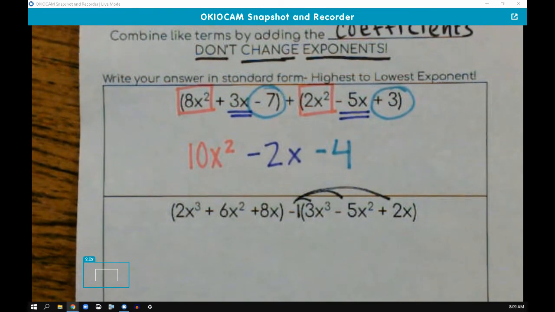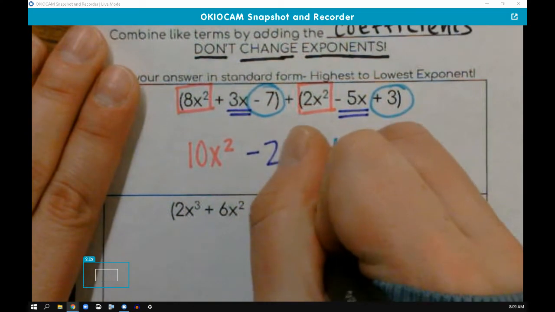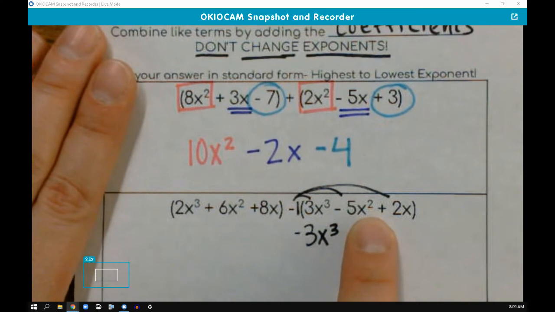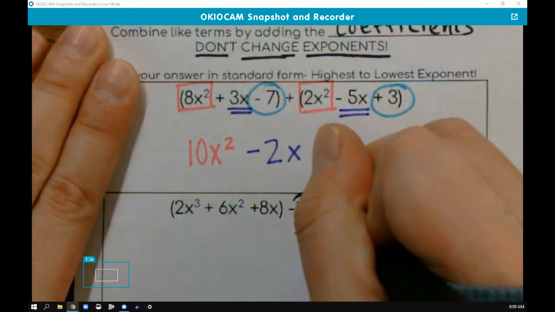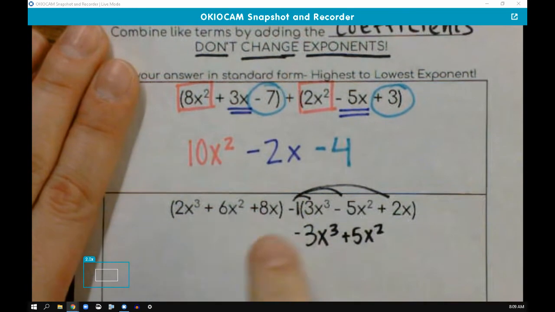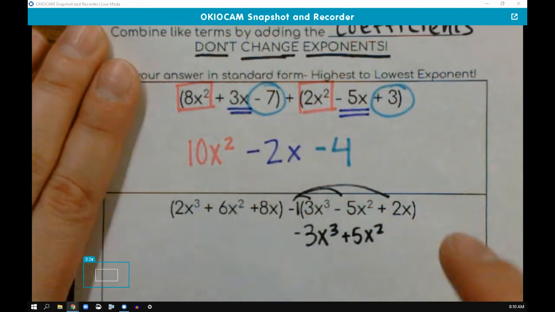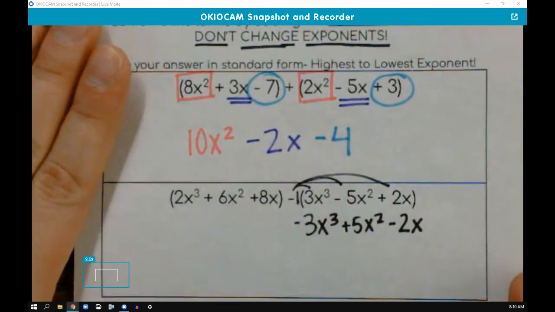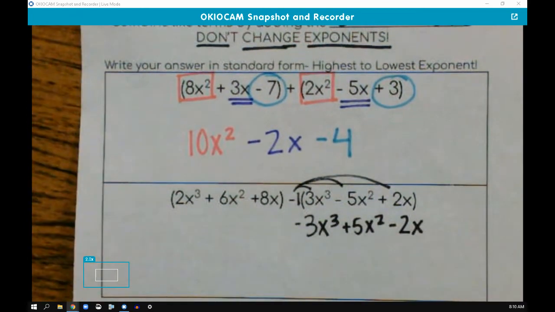Okay. So we're going to do negative 1 times 3x cubed, which will be minus 3x cubed. Negative 1 times negative 5x squared, which will be plus 5x squared. And then negative 1 times 2x is going to be minus 2x. So basically, everything that was positive becomes negative, everything that was negative becomes positive.